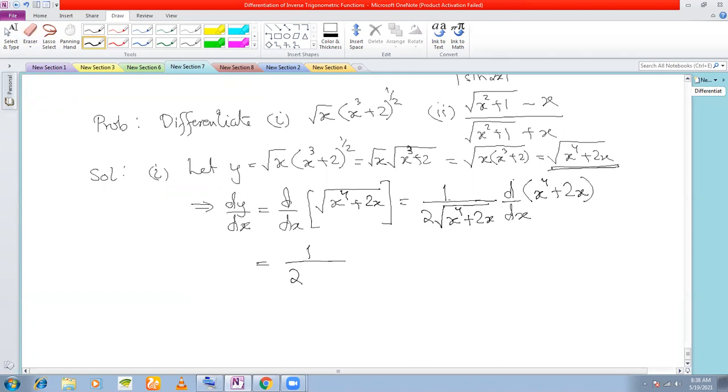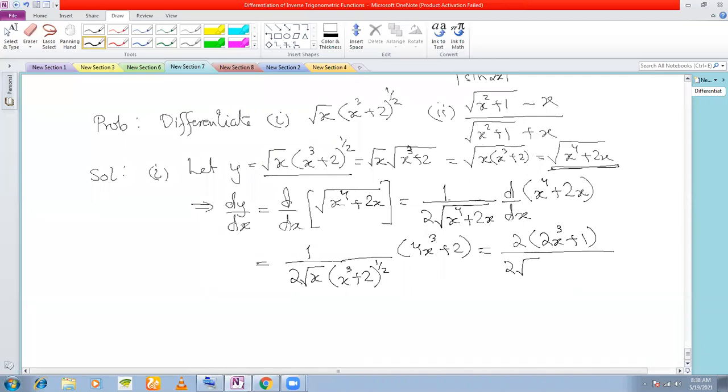Here, root over of x to the power of 4 plus 2x, which is equal to this. You can write this as root x cube plus 2 whole to the power of half. And ddx of x to the power of 4 is simply 4x cube plus 2. Now you can take 2 common from the numerator. So 2 and 2, they cancel each other here. And so therefore, what are you left with? You're simply left with 2x cube plus 1 by this.